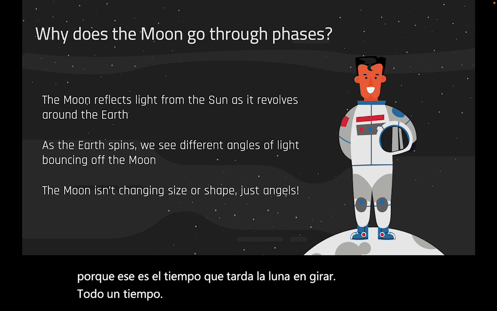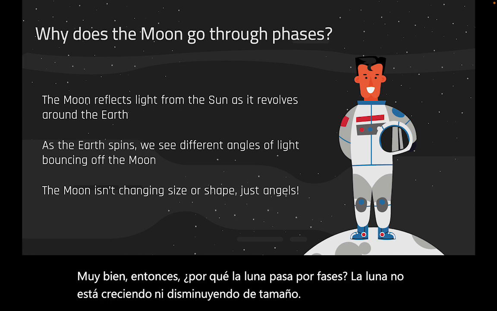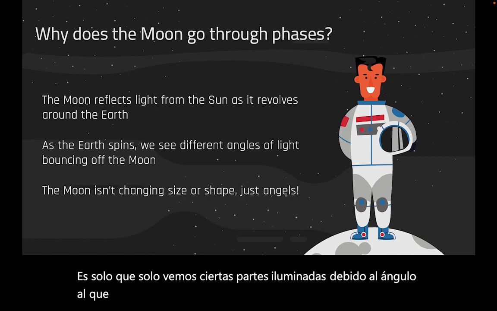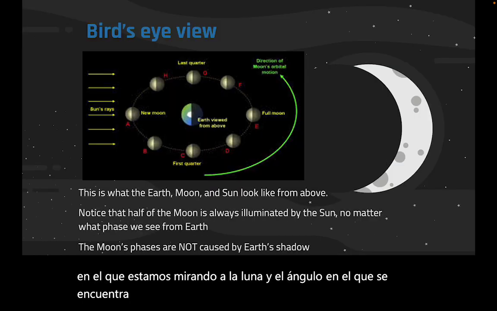Alright, so why does the moon go through phases? The moon isn't growing or shrinking in size, it's not in shadow, it's just that we only see certain parts of it lit up because of the angle that we are facing the moon at and the angle where the sun is as well. It's all about angles.